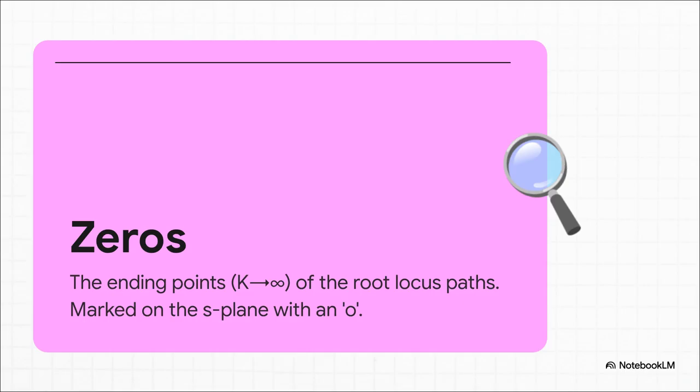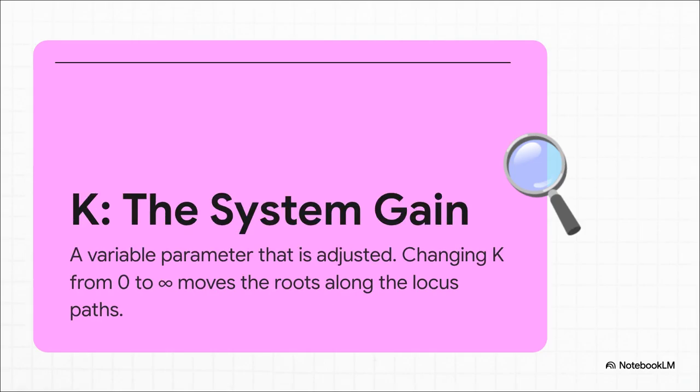So if the poles are the starting points, the zeros are the destinations. As we start turning up that gain, K, the system's roots are literally pulled away from the poles and dragged towards these zeros. Zeros can completely reshape how a system responds, and we mark their locations on the S-plane with a little O.